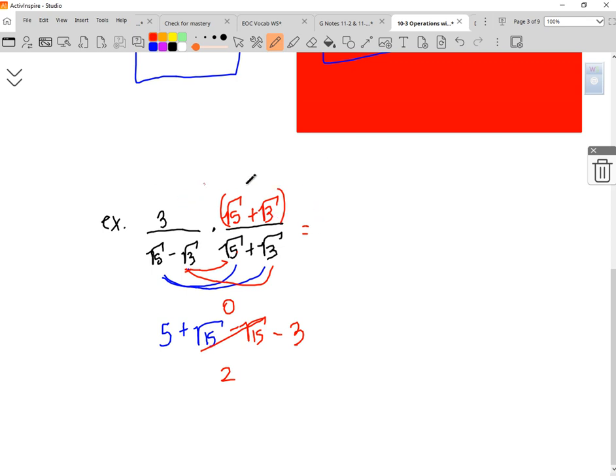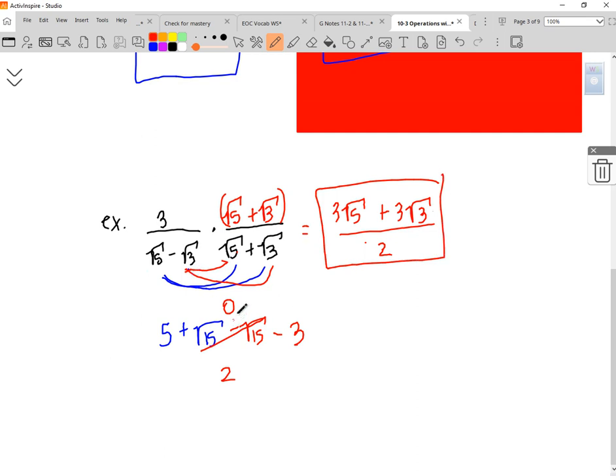So now this is 3 times the square root of 5, which is 3 square root 5, plus 3 times the square root of 3, which is 3 square root 3. Can't simplify that. They don't have the same numbers under the square root. And this is 5 minus 3. So it's 2. So that would be our final answer. So anytime we multiply a binomial by the factor that gives us the difference of squares, all we have to do is square the first term minus the square of the second term.